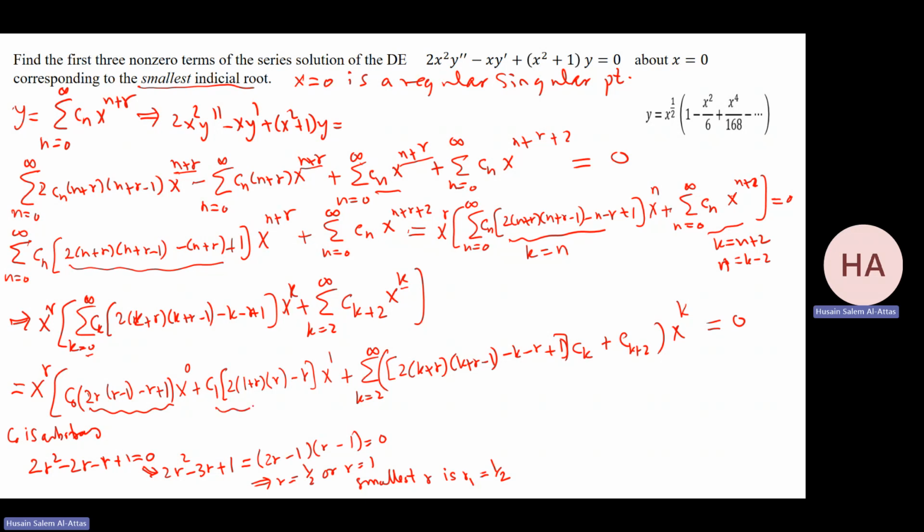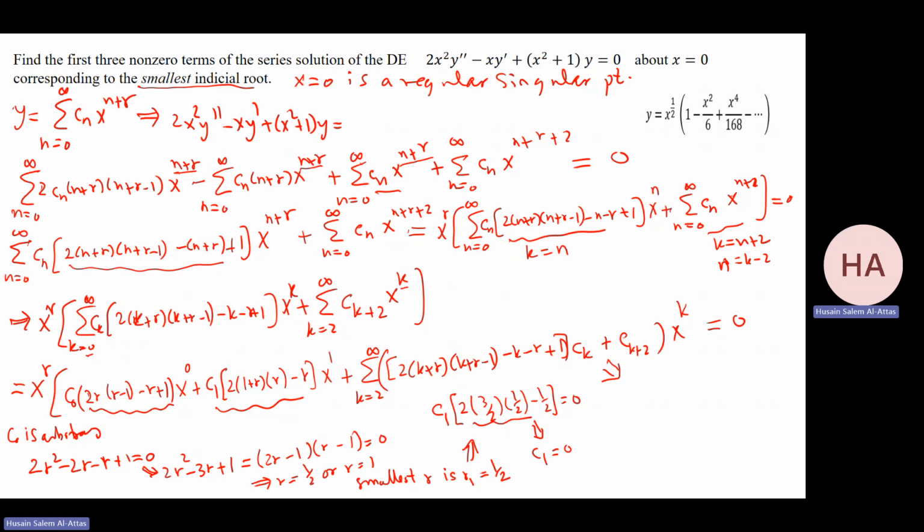Now this one, what am I getting? C1 times r is half, 2. Now you're taking r equal half. I have C1, r is equal half, 2 times 1 plus half, 2 times 3 over 2 times half minus half, that is equal to 0. So for sure, I'm getting C1 equals 0. This is a number. This will be 3 over 2 minus half, which is 1. So C1 equals 0.